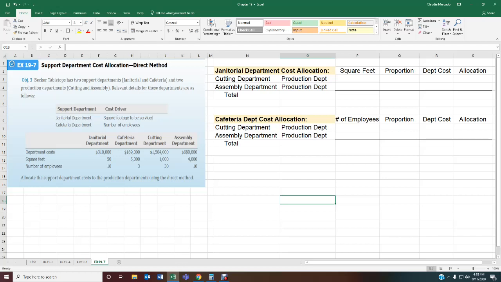Now be very careful with what they're asking. They're asking us to allocate the support department costs only to the production departments using the direct method. So which are my two production departments? My production departments are the cutting and the assembly. My janitorial and my cafeteria are my support departments. So the first cost that we're going to allocate is my janitorial cost. We have two support costs that we need to allocate.